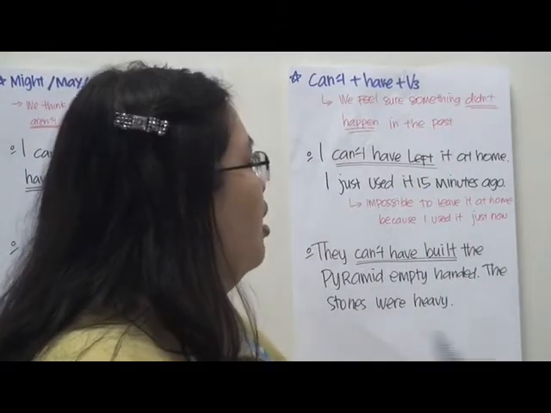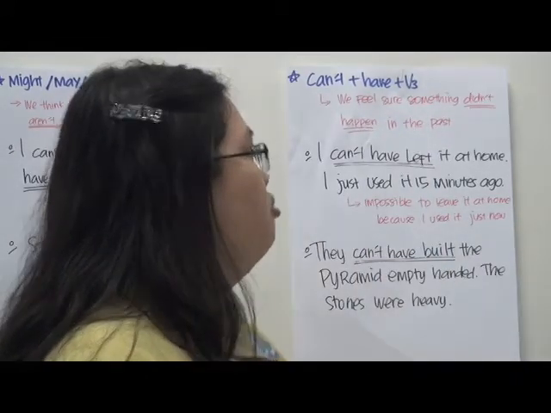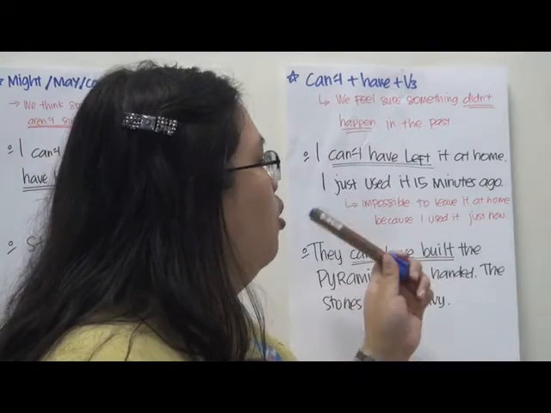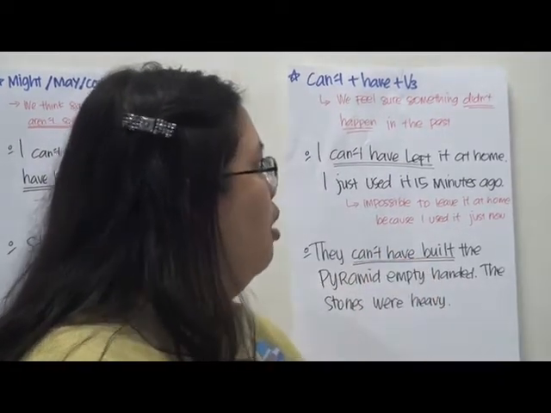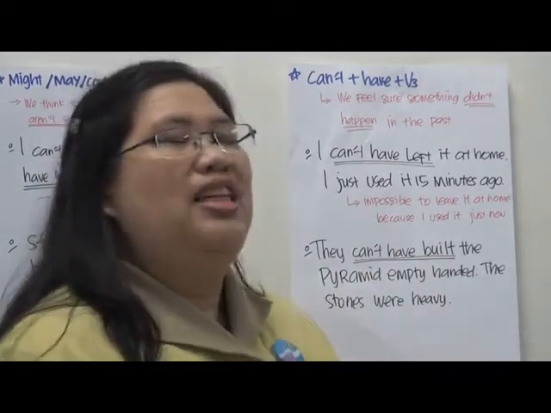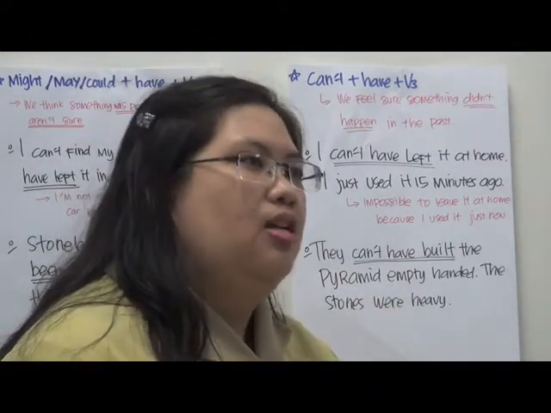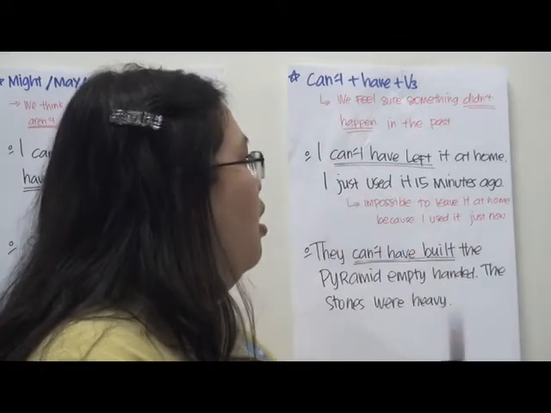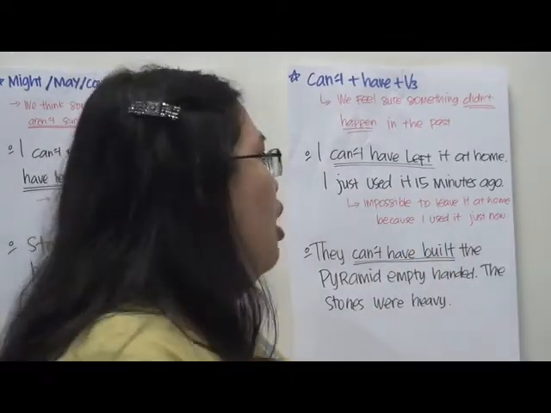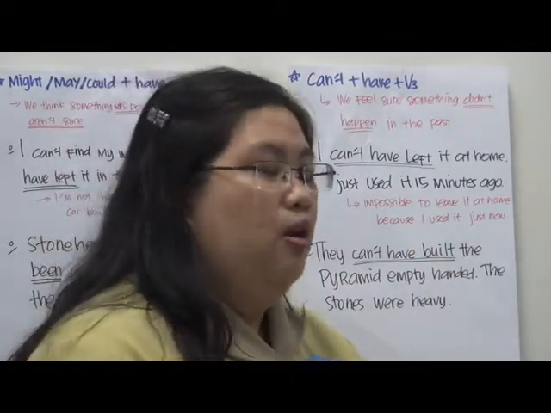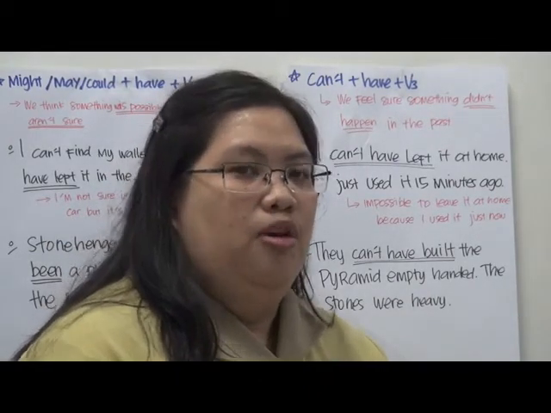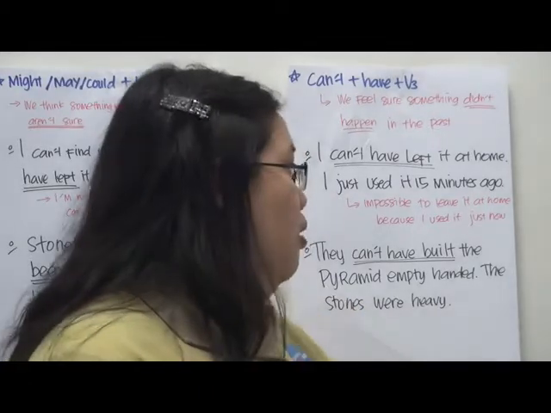The last one is can't plus have plus verb 3. You use it if you feel sure that something didn't happen in the past. So if you're not sure, then don't use this. For example, I can't have left it at home. I just used it like 15 minutes ago. So it's impossible that I left it at home because I just used it like 15 minutes ago.